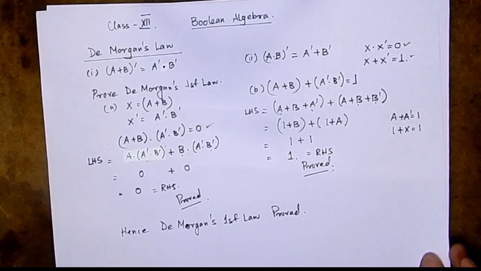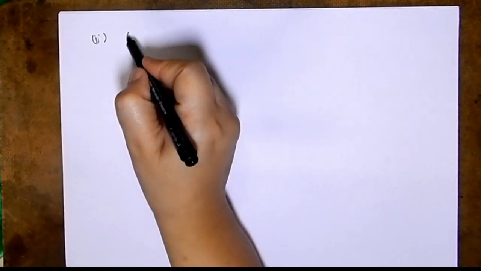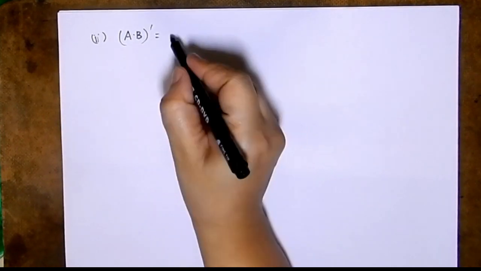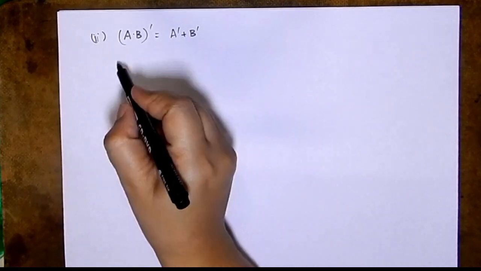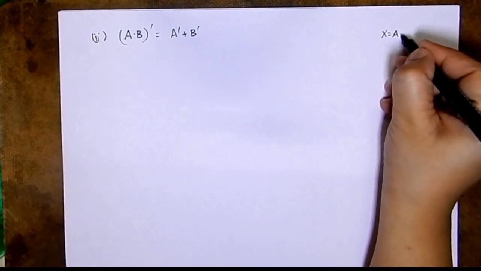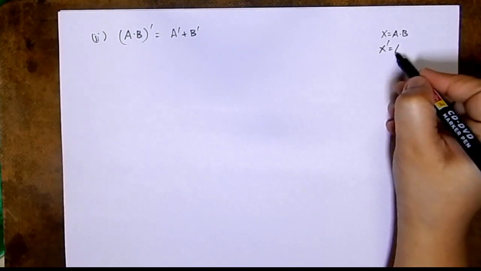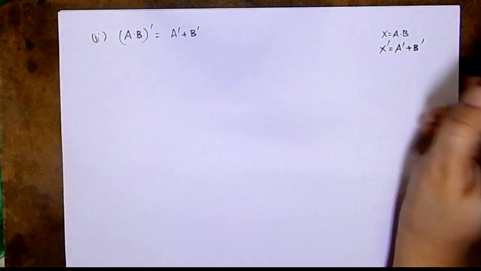Now let's move on to the second law. Now we will prove the second law. The second law states that the complement of the product of two variables is equal to the sum of the individual complements. So again, if we take x is equal to AB, and according to De Morgan's law, x dashed should be a dashed plus b dashed. So this is x dashed.